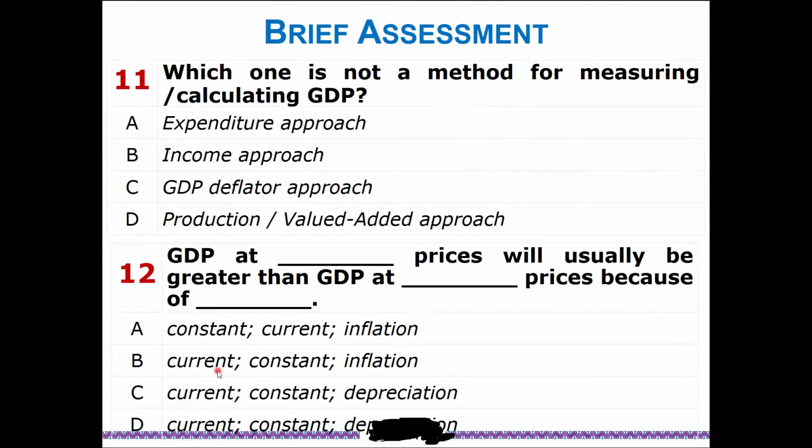So the correct answer here is B, right? GDP at current prices will be greater than GDP at constant prices because of inflation. Remember, for current prices we use the market price. So if you were to calculate GDP, maybe let's say the price of bread right now is 20 rand, and the price of bread back then maybe was 10 rand, and now you have two quantities of bread.